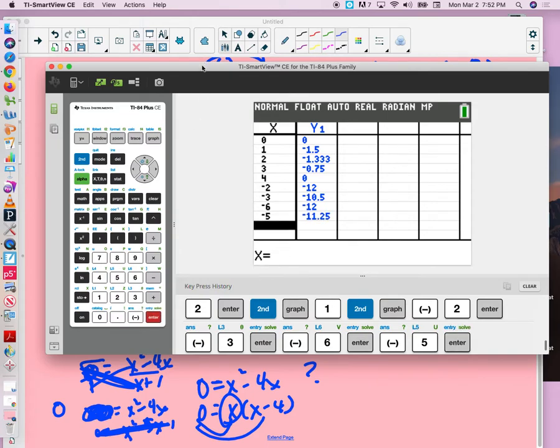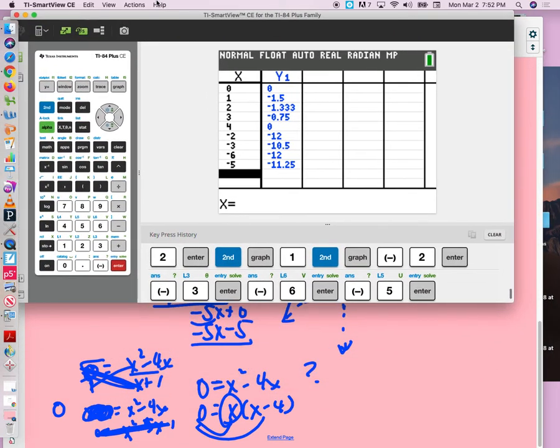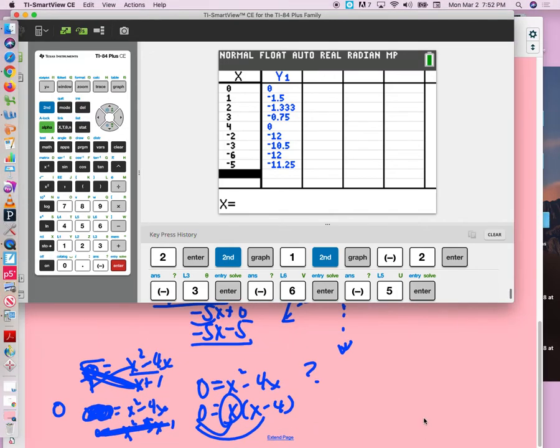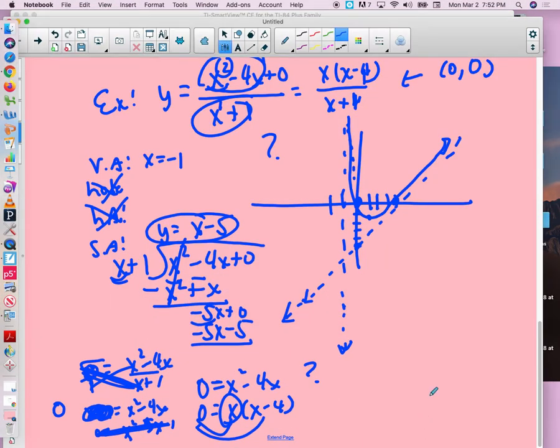All right, so let's put in some of those points and see if we can make sense of this. -2, -12. Let's see, 6, 7, 8, 9, 10, 11, 12. Okay, so it's sitting right down in here if I put these points into that pocket.